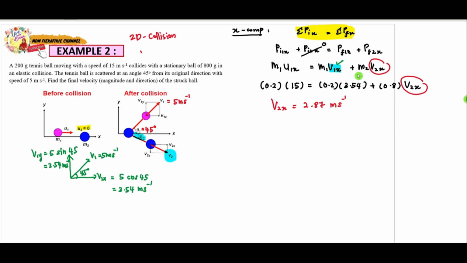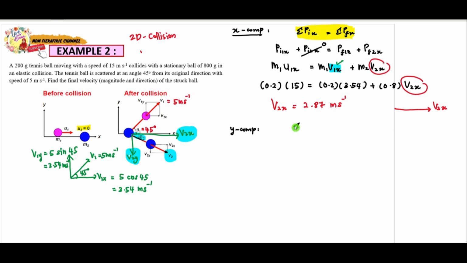Jangan salah tekan calculator. Okay, so nilai V2x kita ni positif. So maknanya direction V2x kita to the right. So kalau kita sketch, maknanya V2x kita macam ini. So betul tak V2x kita to the right? Betul lah. Okay, kalau kita resolve, kita akan dapat V2x dan V2y. Okay, so here is V2x and this is V2y. So now let's move to the y component.